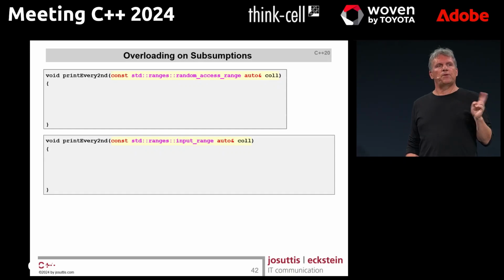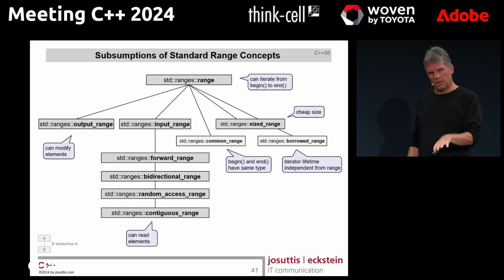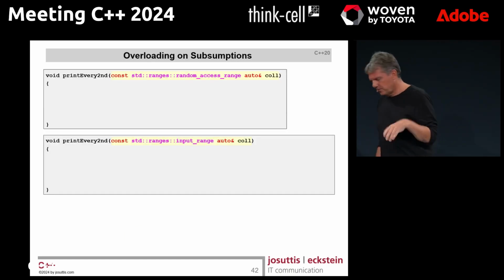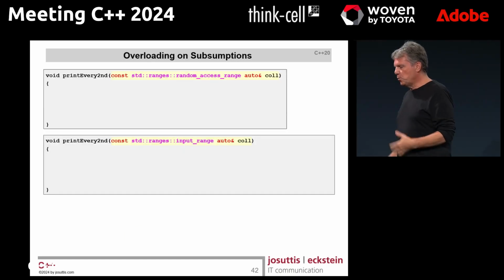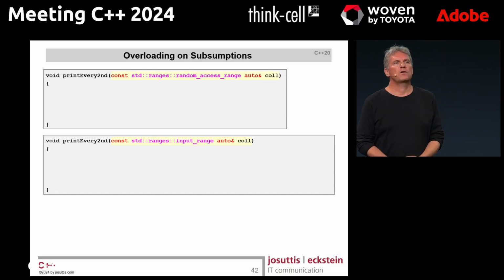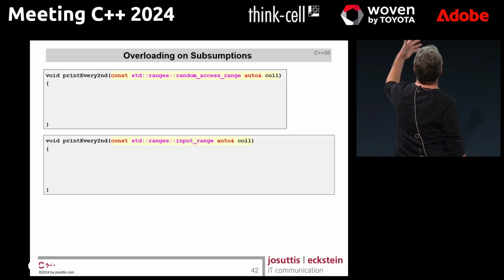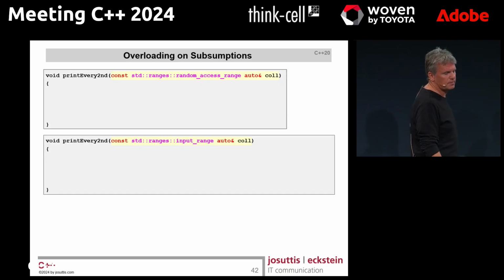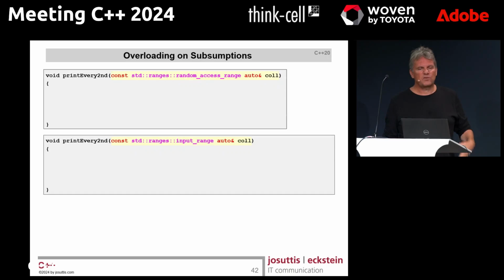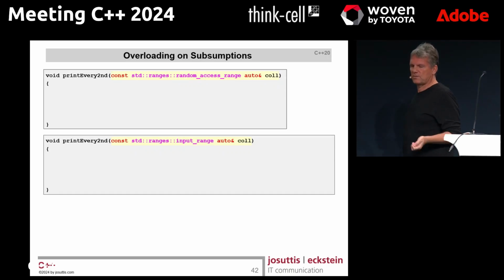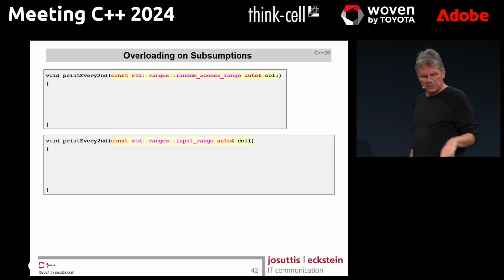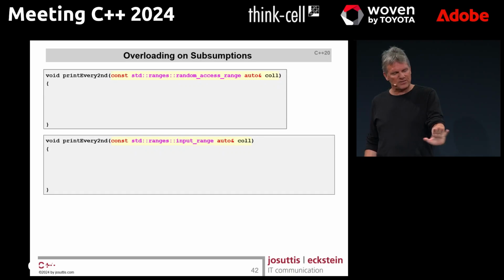So let's look at the first example. That subsumption hierarchy you saw here has the following effect. If you write two implementations of a function call, let's print every second element of a range, you have one implementation that is constrained for random access ranges, and another implementation that's constrained for input ranges. You see, the concept is directly applied to auto.